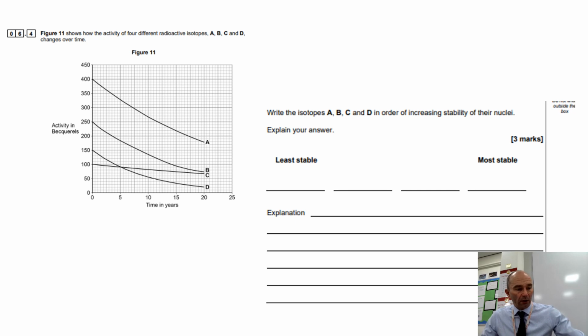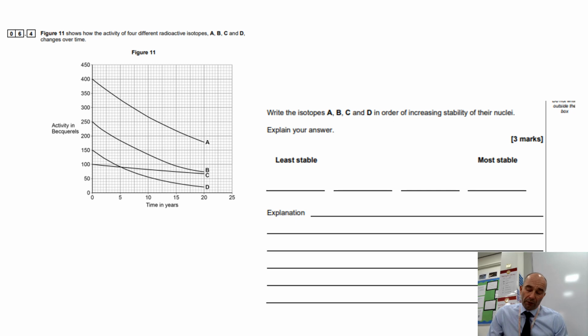Okay, and then we're on to the final question now. So here we've got a graph showing the activity of 4 different radioactive isotopes, A, B, C and D, and how they change over time. You need to write the isotopes, A, B, C and D, in order of increasing stability of their nuclei, and then you need to be explaining your answer. So you're going to get 1 mark for putting the sources in the correct order, and then you get the 2 marks for the explanation.